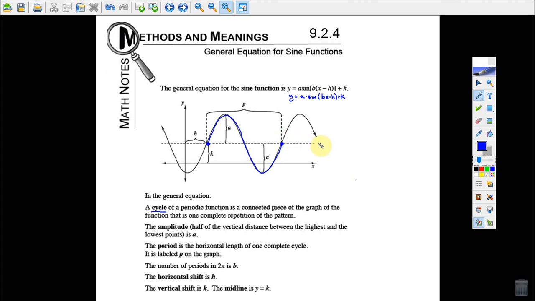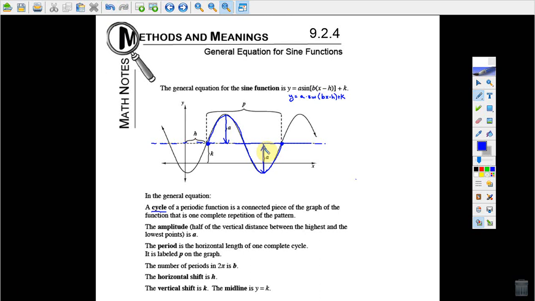The amplitude is half of the vertical distance between the highest and lowest points, and it's called A. I'm going to say that it is the distance from the center line of the graph. So we have that center line that goes to the center of our function, and our amplitude goes from the center line to the peak, or from the center line to the trough. Having some trouble with the smartboard today. Hopefully that will resolve itself.